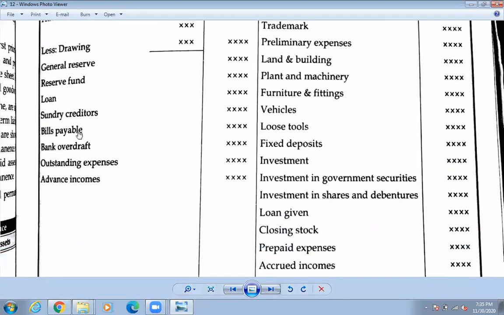So loan given, loan if you give to someone, then what you are going to get, you are going to get the interest. If you have given to someone, so that is also the kind of assets for us. Okay, if that is just a loan, that means you need to pay to someone in the future. But if you have given a loan, you don't need to pay to someone. The money will come back to you. So loan given is also a kind of investment.